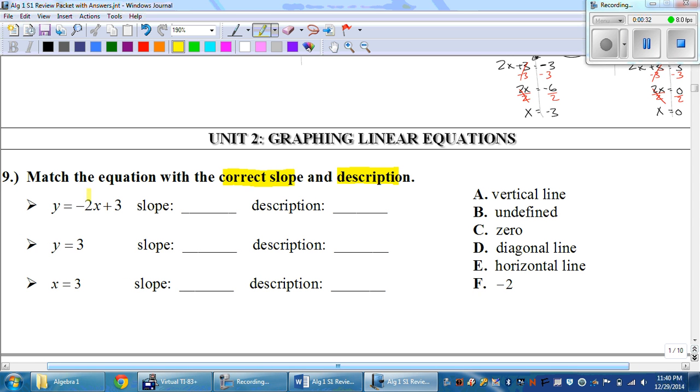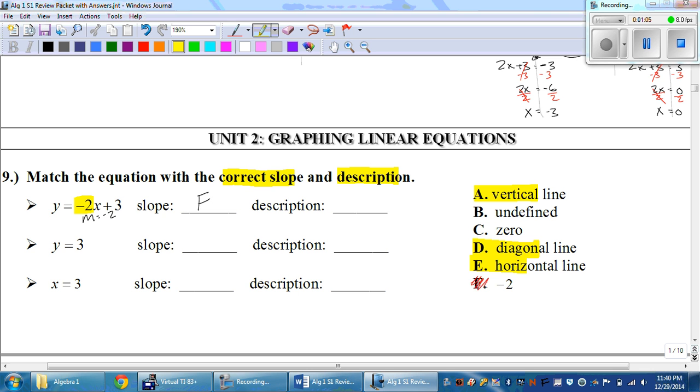My slope for our first equation, well, it tells us right away that our slope is -2. So on the right-hand side, which one is -2? Yeah, it's f. So our slope is f. Now the description. Well, the description, it's either going to be a vertical line, it's going to be diagonal, or it's horizontal.